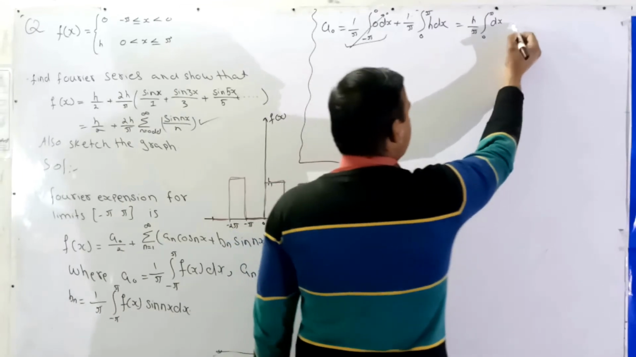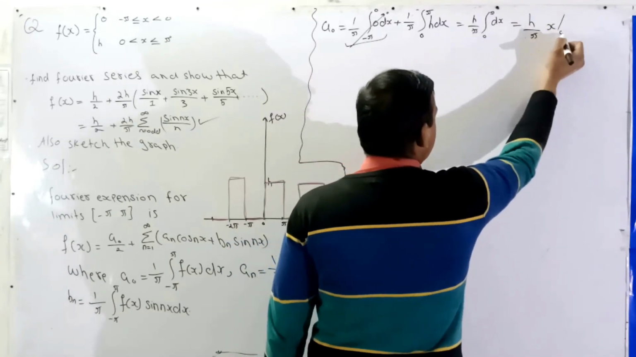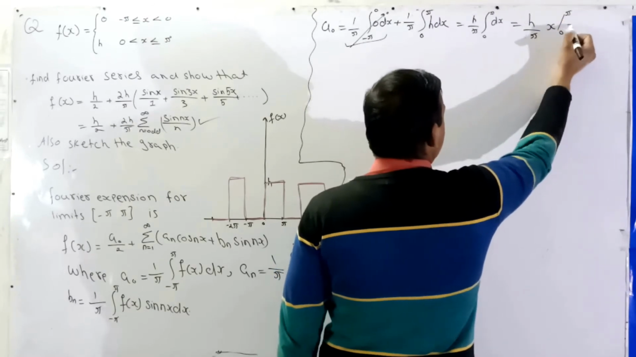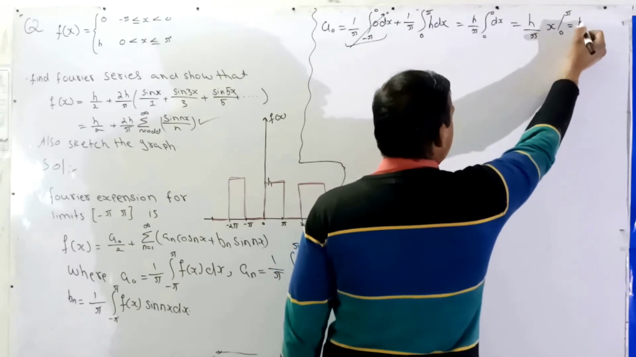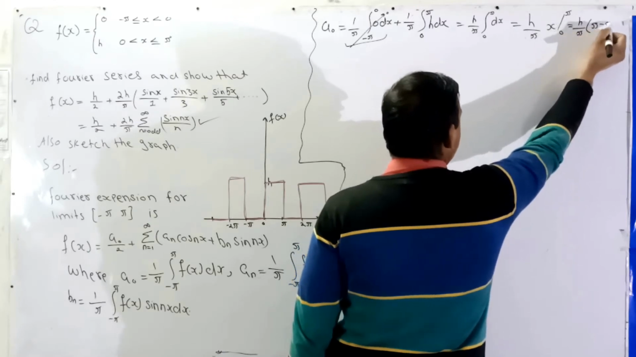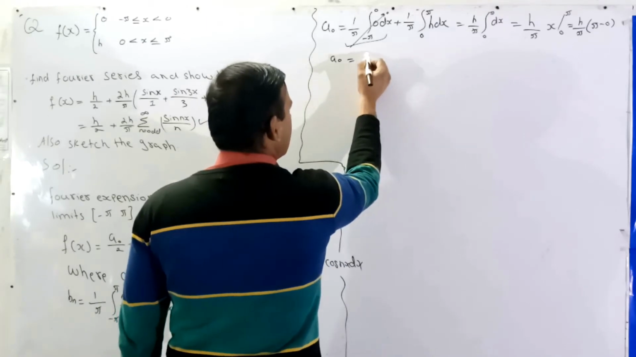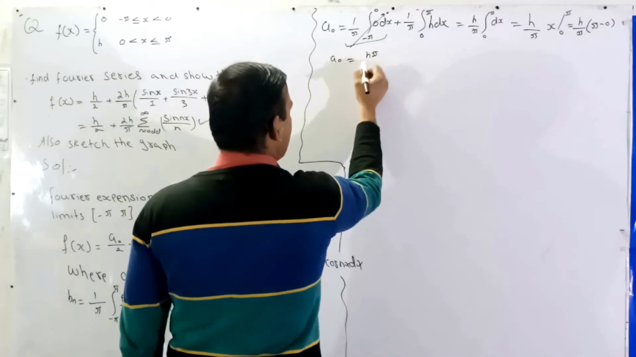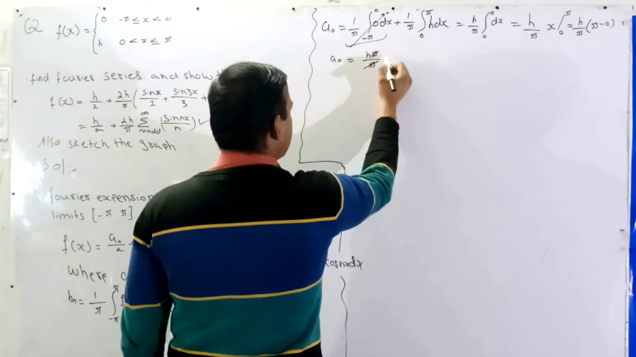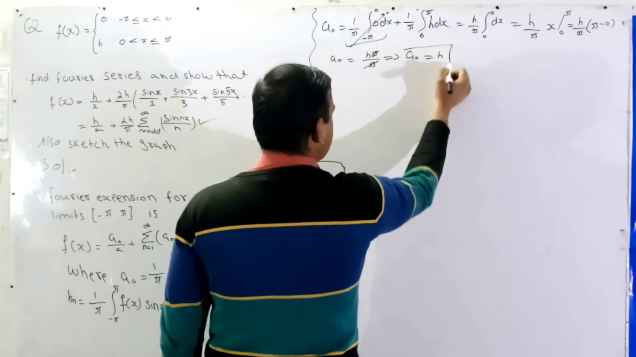The integral of this function is h over pi times x from 0 to pi. Apply these limits: h over pi times pi minus 0. So the value of a naught is h pi over pi. Pi cancels, a naught is equal to h.